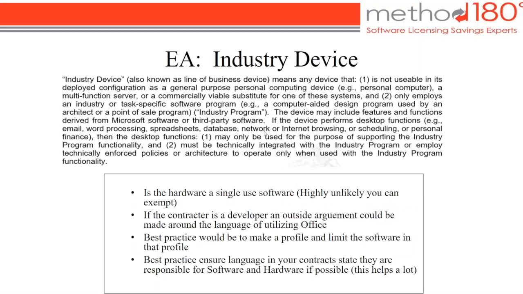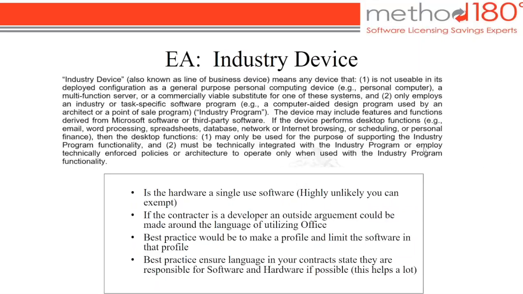So they do have some stuff in here that says, if the device performs desktop functions, for example, email, word processing, spreadsheet, database, Office functions, then it may only be used for the purpose of supporting the industry program functionality. What does that mean? In the case of our point of sale scenario here, the only reason that they could use Office on this industry device would be that it is supporting some output coming out of that point of sale program. So the end users on there could not open up Outlook and send email. If they do that, then it gets disqualified.